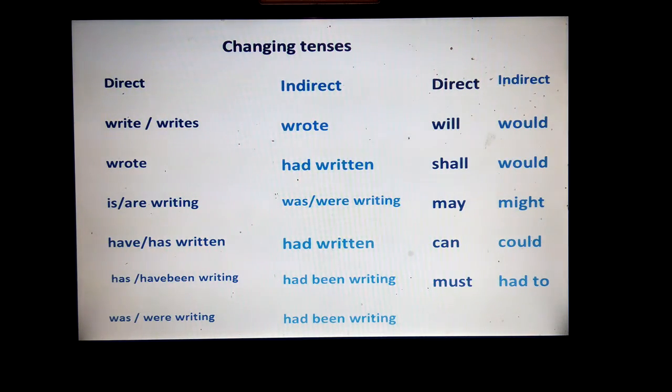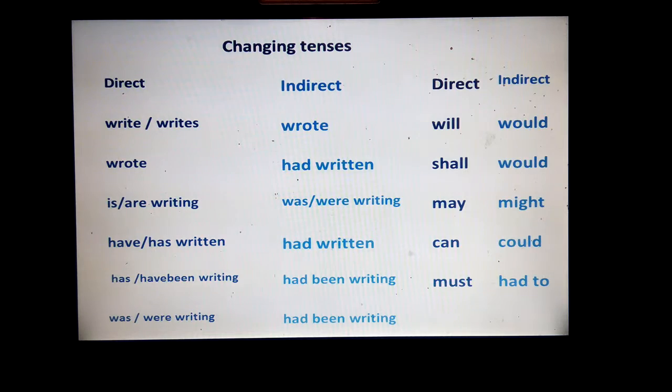If I have write or writes, it will be wrote, present simple, past simple. Wrote, had written, past simple, past perfect. Is or are writing, was or were writing, present continuous, past continuous. Have, has written, had written, present perfect, past perfect. Has or have been writing, had been writing, present perfect continuous, past perfect continuous. Was or were writing, had been writing, from past continuous to past perfect continuous.